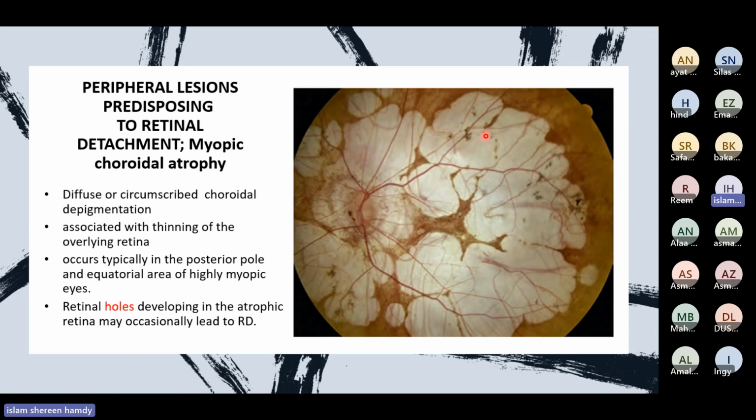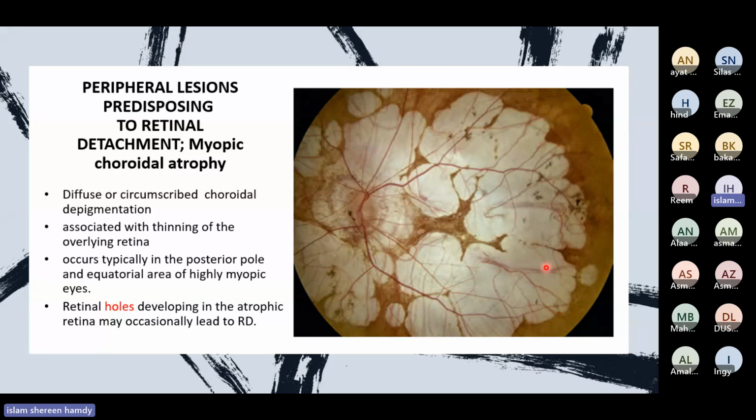Okay, another retinal lesion that may predispose to retinal detachment is the myopic chorioretinal atrophy. So a patient with high myopia, you find this white scalloped area. Can you tell me what are these reddish lines? Who can tell me what are these reddish lines? The choroidal blood vessels. Those are the large choroidal blood vessels.